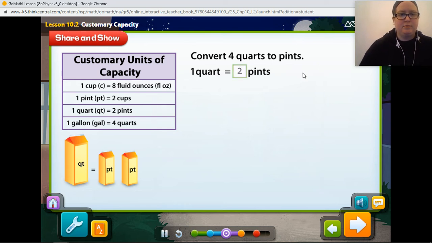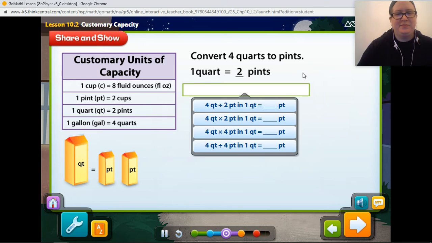That's not it. Oh. 1 quart is equal to 2 pints. So 1 quart is greater than 1 pint. I jumped ahead. Now select the correct equation to help you solve the problem.